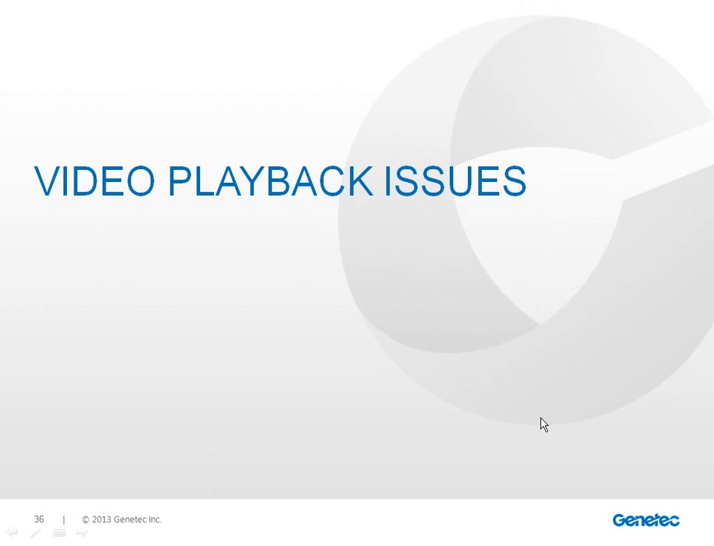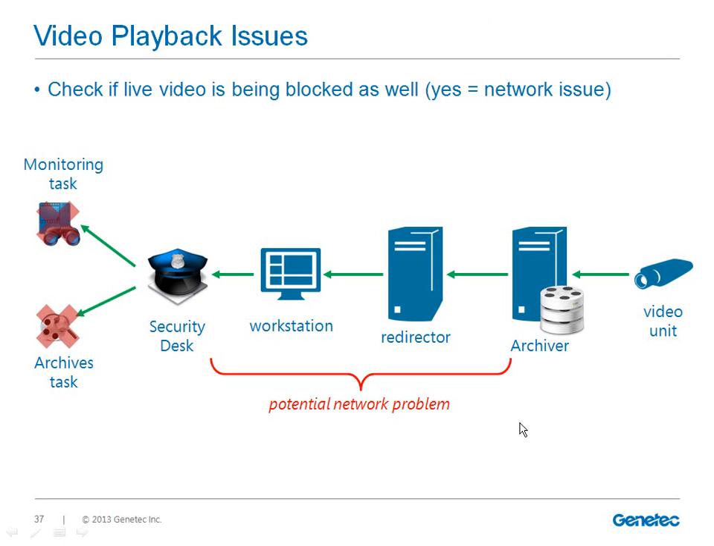We've talked about what to do when you can't see live video. Now we're going to take a look at what you can do if the problem is replaying archived video. The first thing you want to check is that you can view the live video from the same workstation. So if not, it might be a network issue somewhere between the actual security desk or the workstation and the archiver itself.